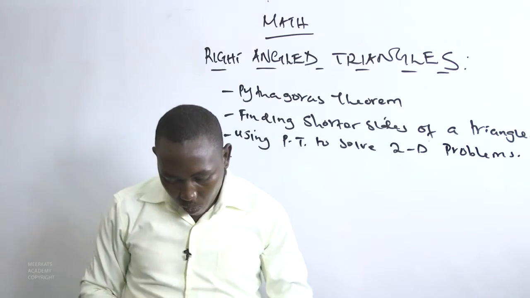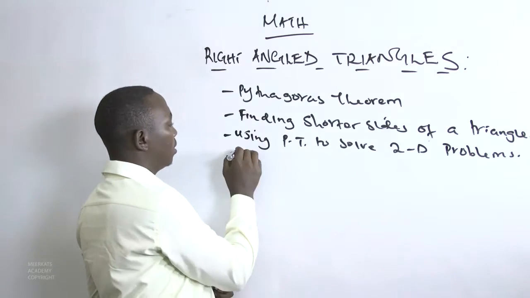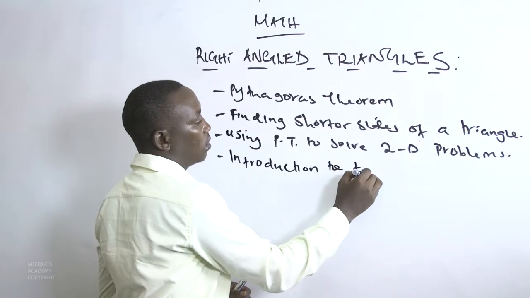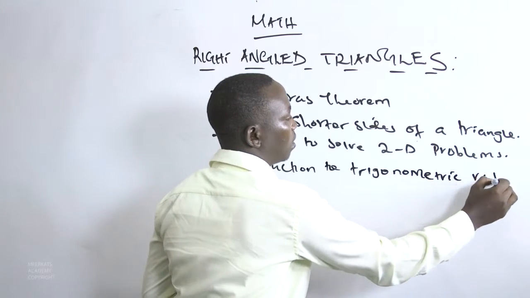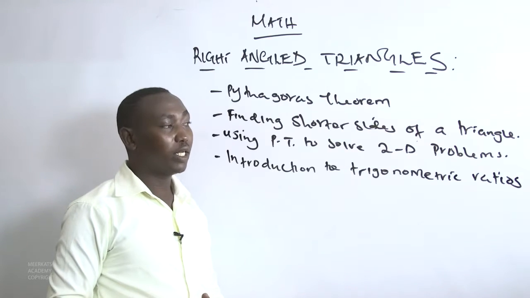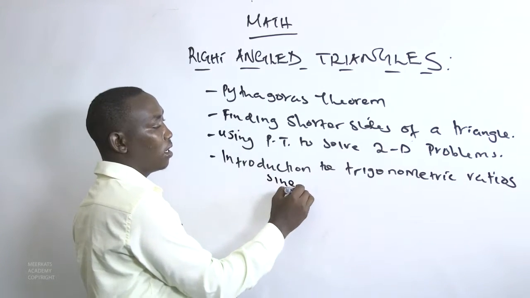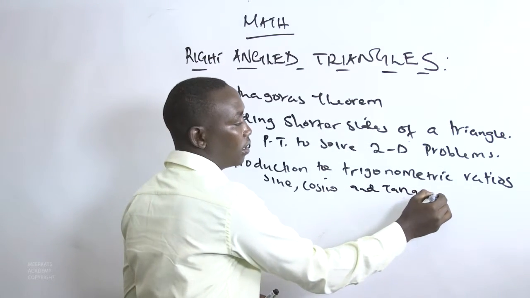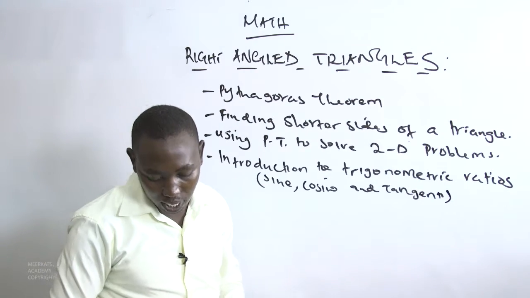Four, we are going to introduce what we call the trigonometric ratios. On this particular subtopic on trigonometric ratios, we are going to learn about three aspects. That is the sine, cosine, and tangent. These are the common trigonometric ratios which we are going to look at.